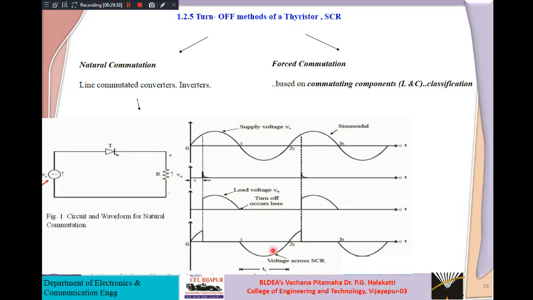This situation will continue until once again you apply the gate, the next gate pulse, in the next positive peak.